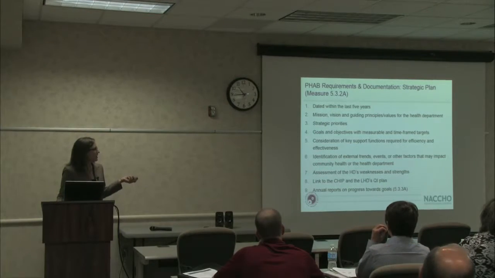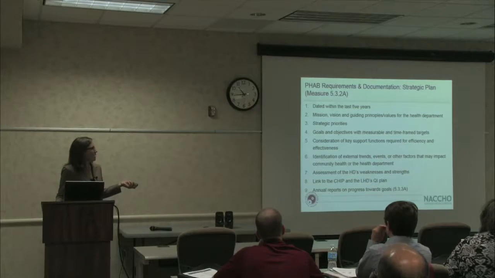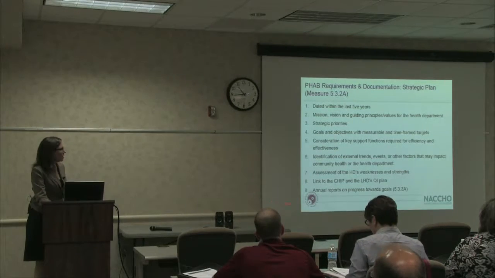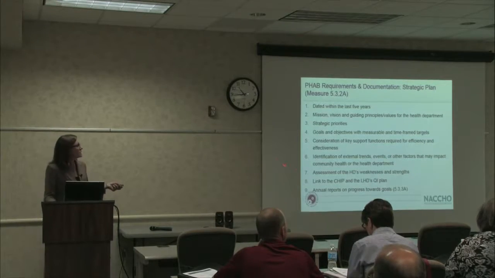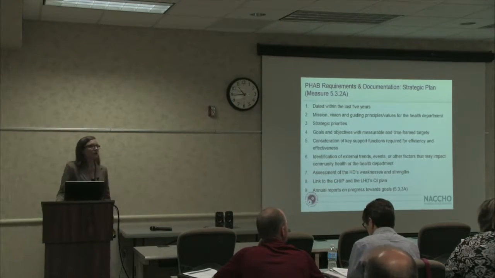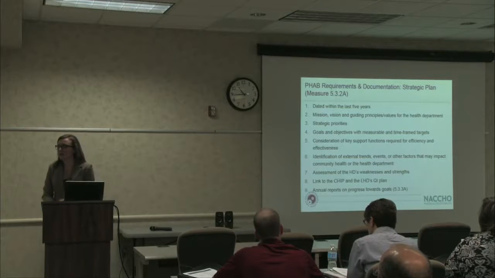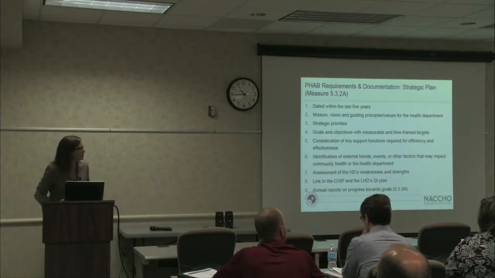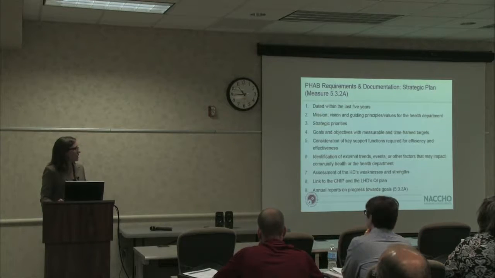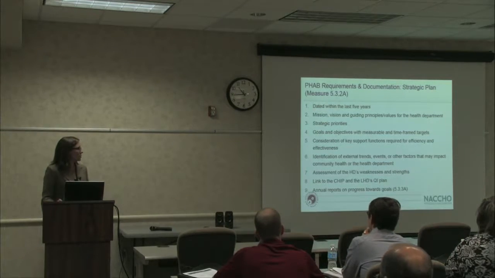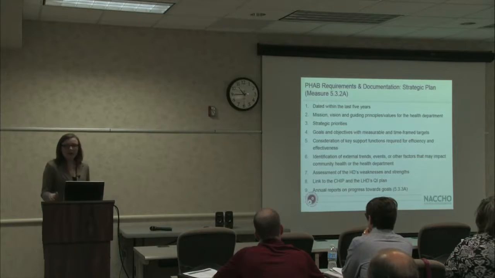So you have to identify external trends or events or other factors that may impact your community health or health department. You need to assess the strengths and weaknesses. You need to link to the CHIP and the QI plan. This linkage is getting to be more important as the standards and measures evolve. So we're seeing better and better examples of that now, and a lot of good examples on NACCHO's website show that linkage really well. A lot of folks will have an actual strategic priority about performance improvement to show the linkage with QI. And then that third measure requires annual reports on the progress towards goals.